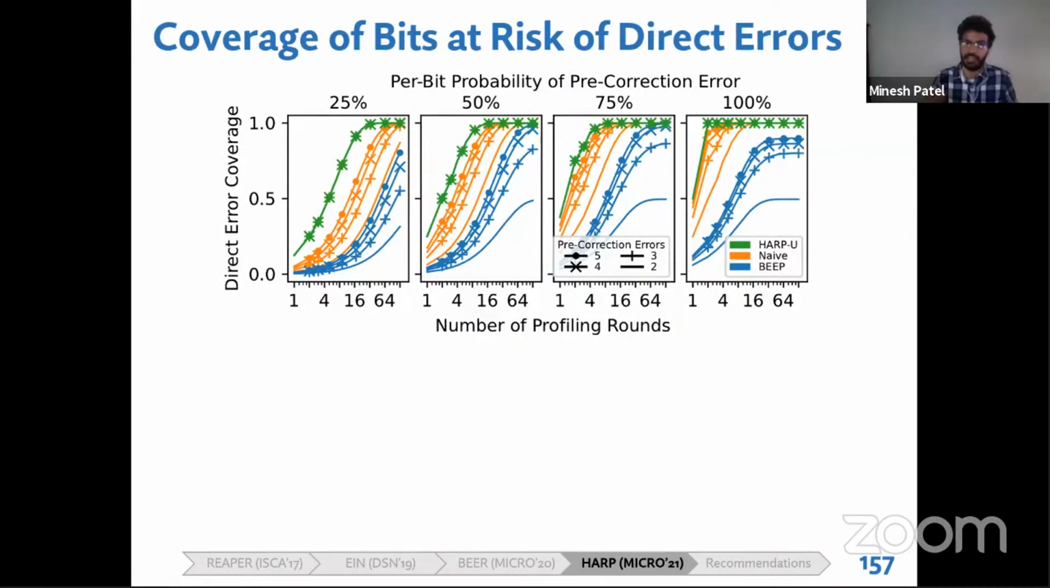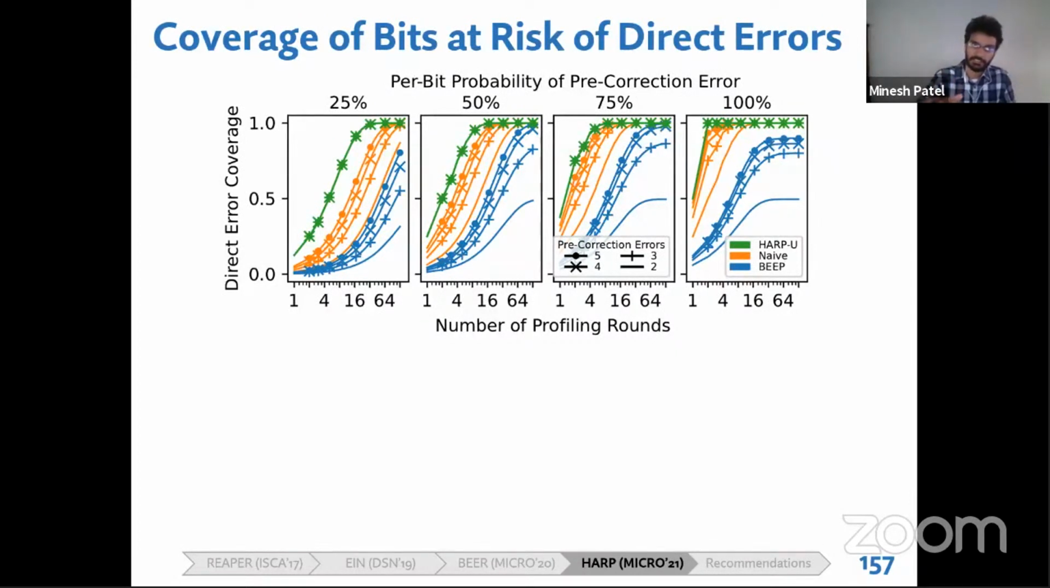Now, here I show an analysis of the coverage of bits at risk of direct errors, which is essentially the benefit of the active profiling phase. So bear with me, there's some complexity in this graph. Each of these 4 different windows shows the different per-bit pre-correction error probabilities that we inject pre-correction errors with.